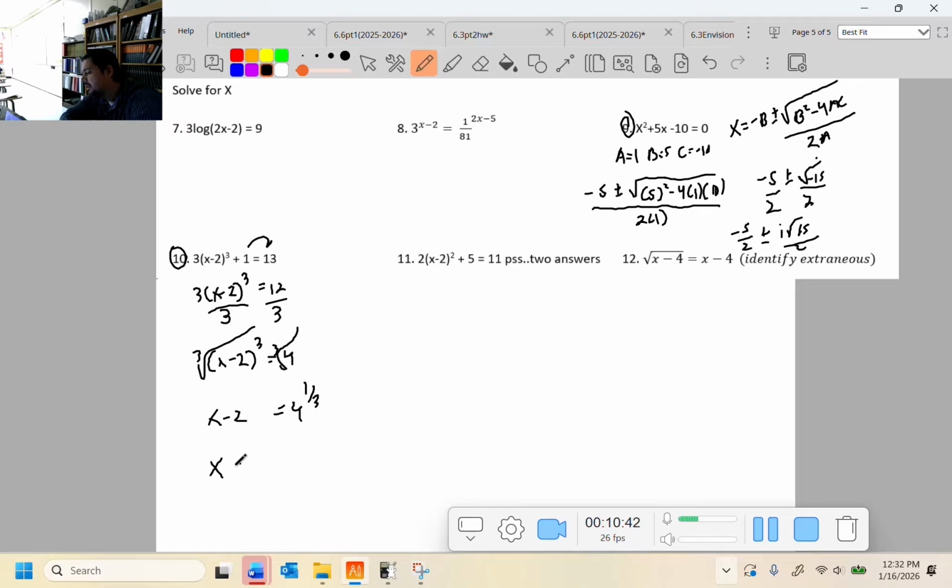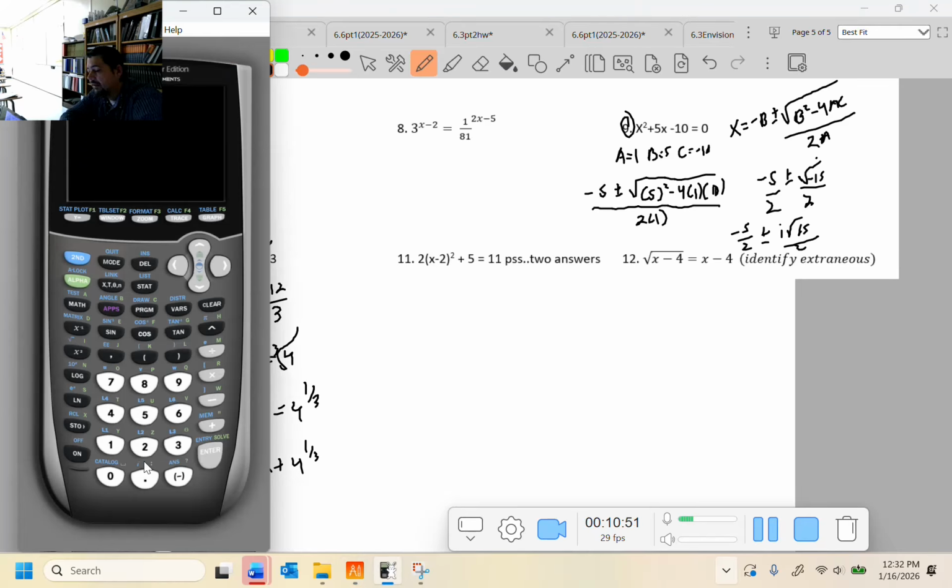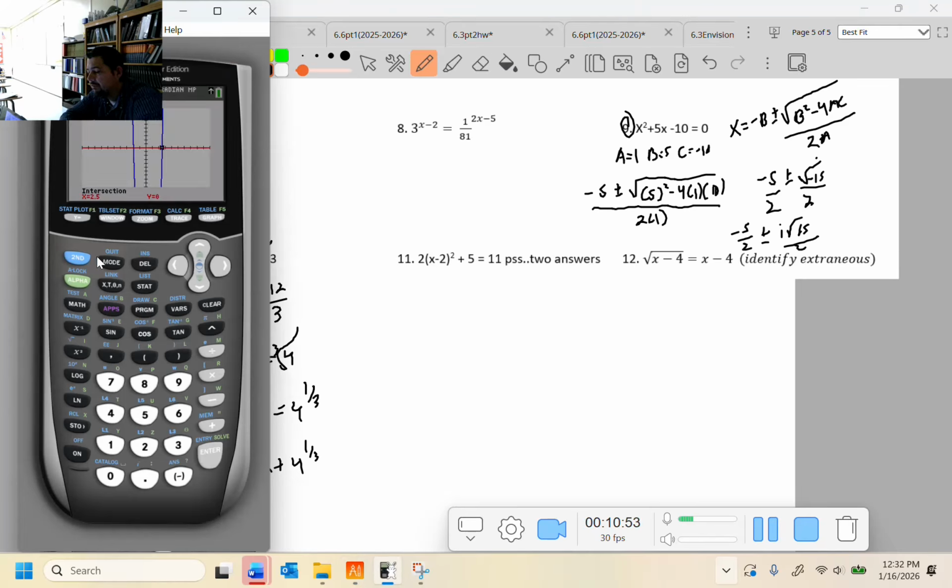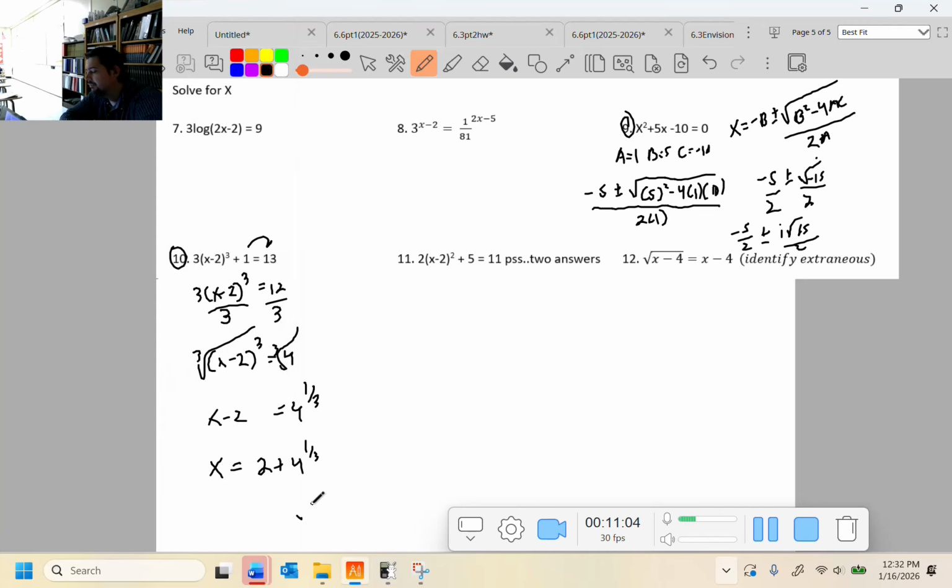And all I'm going to do is add 2 to the other side. And at that point in my life, I would go and I would push buttons in a TI-84 if I wanted to know the decimal answer. I don't have to, because I have a perfectly good answer. But if I want to know the decimal, there she is, 3.5874.